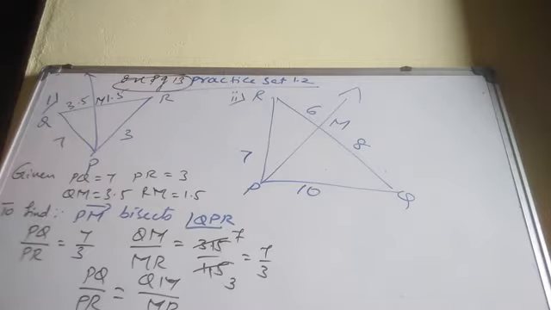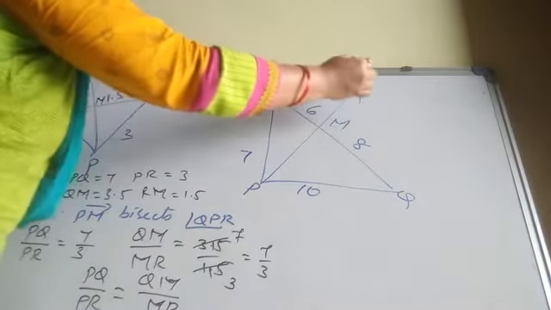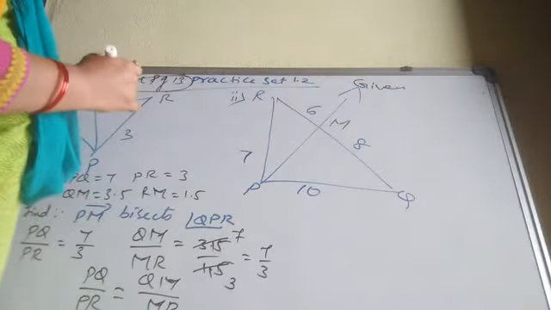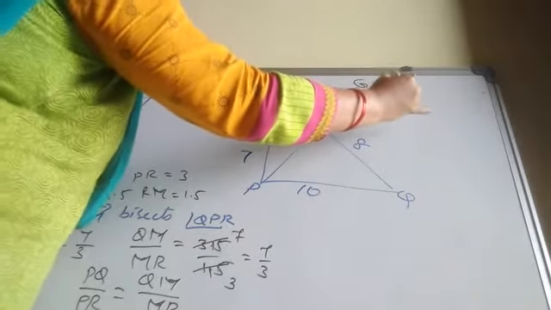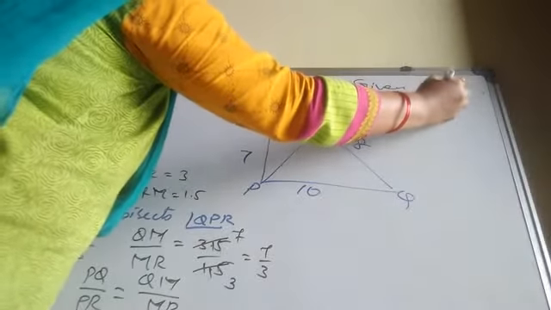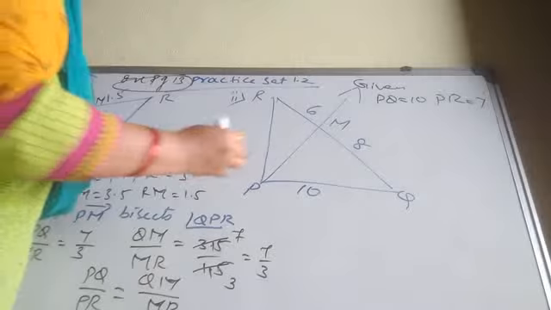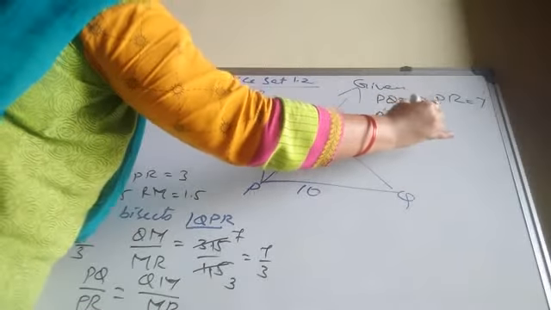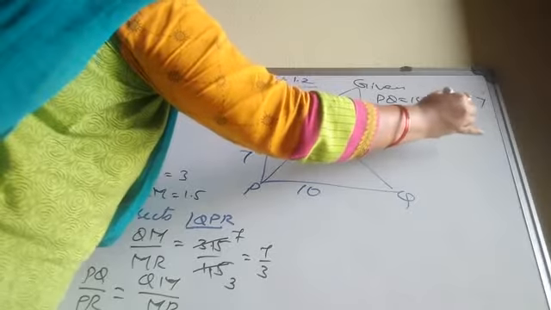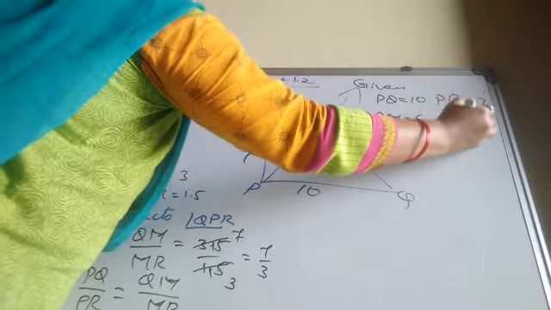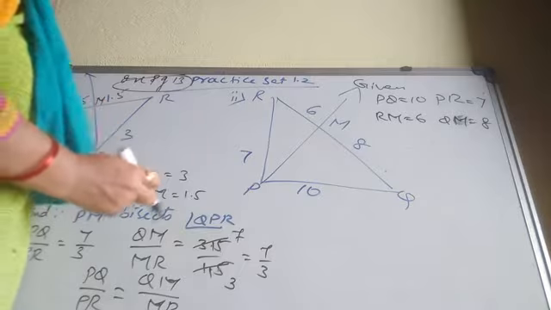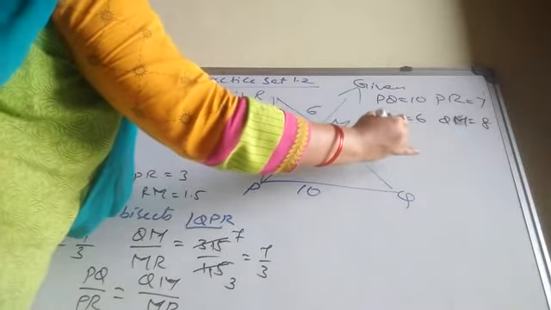This completes your first bit, first question. In the first bit, there are 3 questions. Now coming to the second one. We will see whether ray PM bisects angle QPR or not. First we write the given: PQ equal to 10, PR equal to 7, RM equal to 6, QM equal to 8. Now to check.